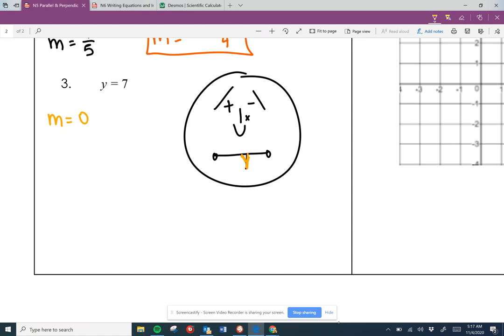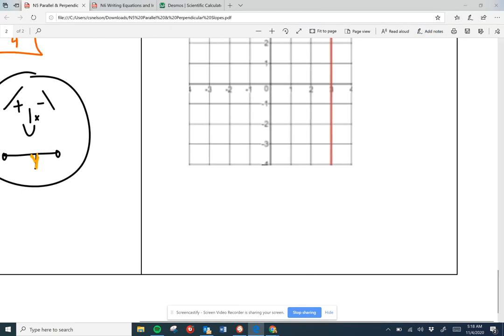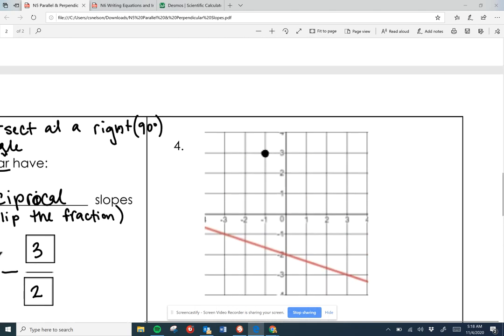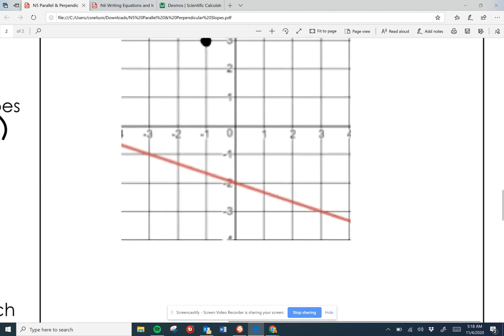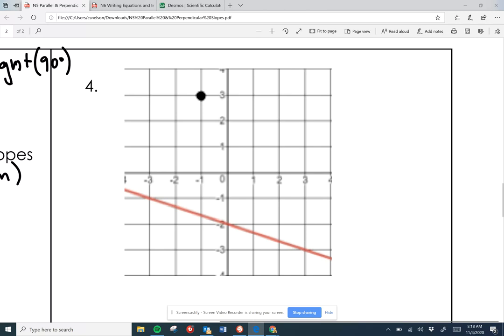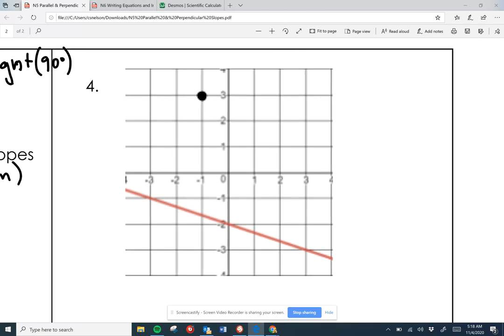Okay, so again, I'm going to need to write the equation in point slope form that is perpendicular to the red line and goes through the black dot. In this case, this black dot is at negative 1, 3, and that is going to be my x1 and my y1. Now I need to find out what the slope of my red line is, and it is going to be negative 1 over 3.